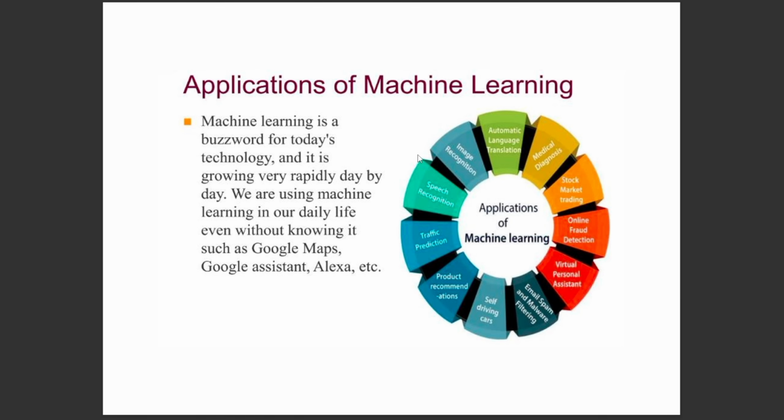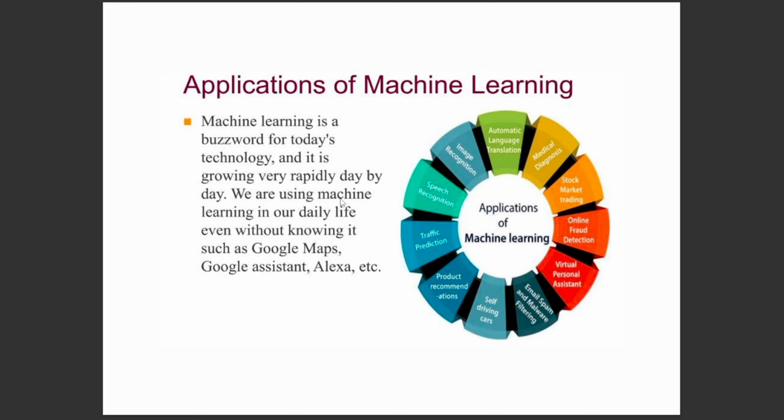So here are the applications of machine learning. Machine learning is a buzzword for today's technology, and it is growing very rapidly day by day. We are using machine learning in our daily life even without knowing it, such as Google Maps, Google Assistant, Alexa, etc. There are also some major applications like product recommendation on Amazon, online fraud detection such as credit card fraud detection, stock market trading, and email spam. Like in Gmail, you have also seen a spam section.